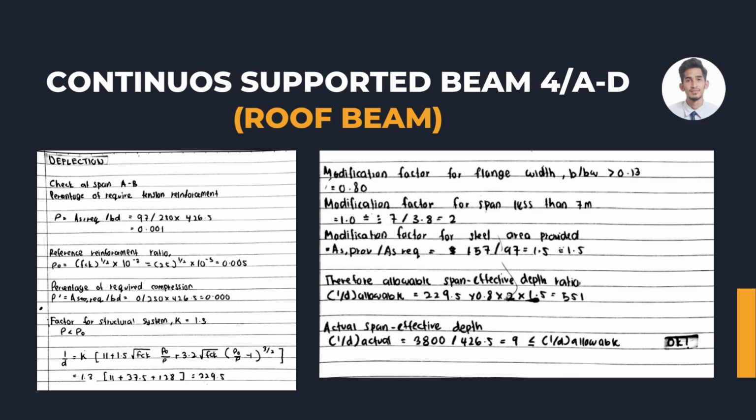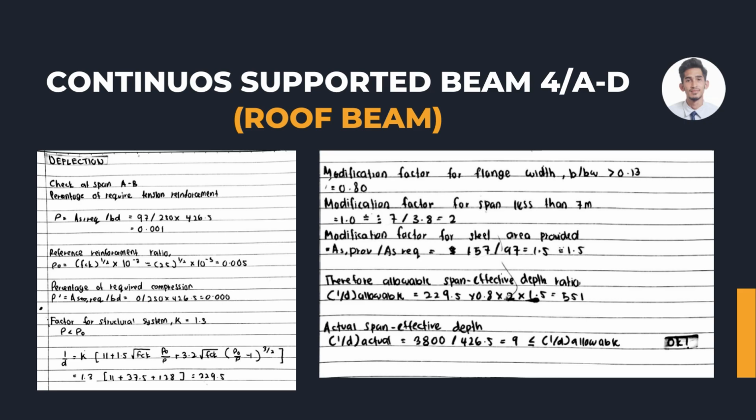The result is P less than P naught. So we use the formula for L/d that I showed in the slide. And after that, we need to calculate the modification factor for flange. It needs to be more than 0.13, so we use the modification factor for flange as 0.8. For the modification factor for span less than 7 meter, we use 1.0. So for the modification factor for steel area provided, As prov over As required, we got 0.5.